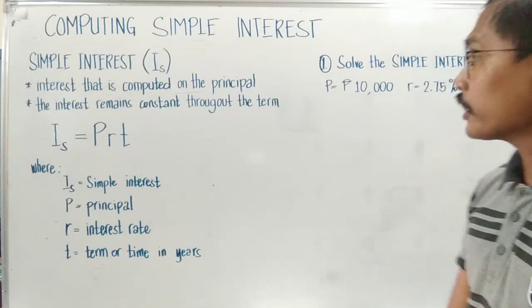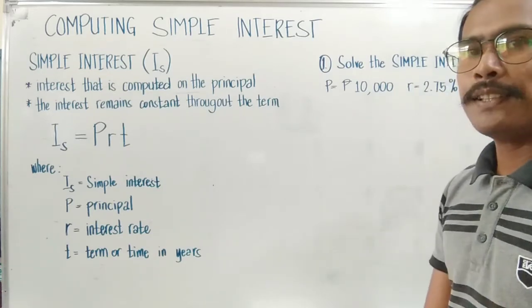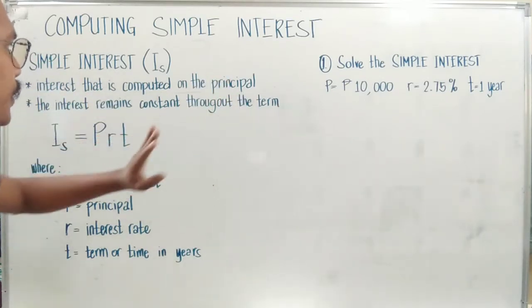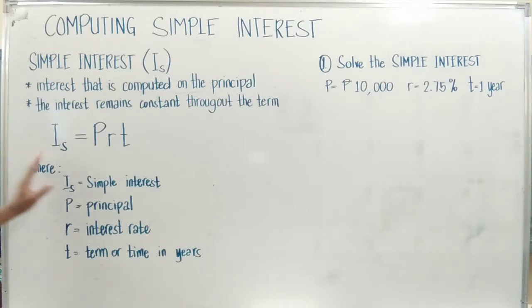So in this video we will learn how to compute your simple interest. First, let us define simple interest. Simple interest, denoted by I sub S, is defined as the interest that is computed on the principal and it remains constant throughout the term. On the other video, I have discussed the terms such as the term and principal. So now let us deal with some problems involving simple interest.